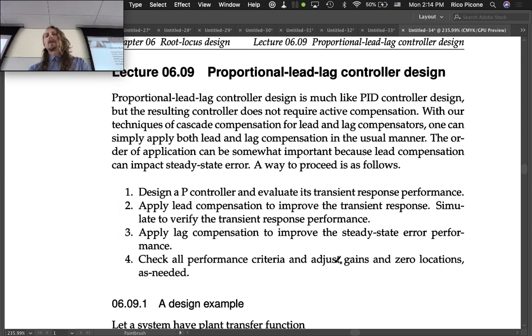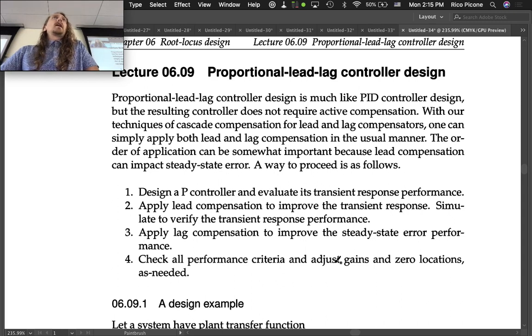Design a P controller and evaluate its transient response performance. Apply lead compensation to improve the transient response. Simulate to verify the transient response performance. And then apply lag compensation to improve the steady-state error performance. Check all performance criteria and adjust gains and zero locations as needed. So that's our process.